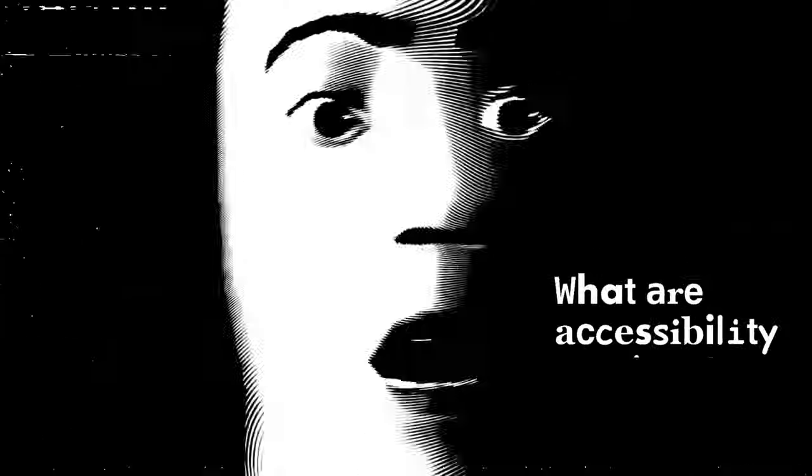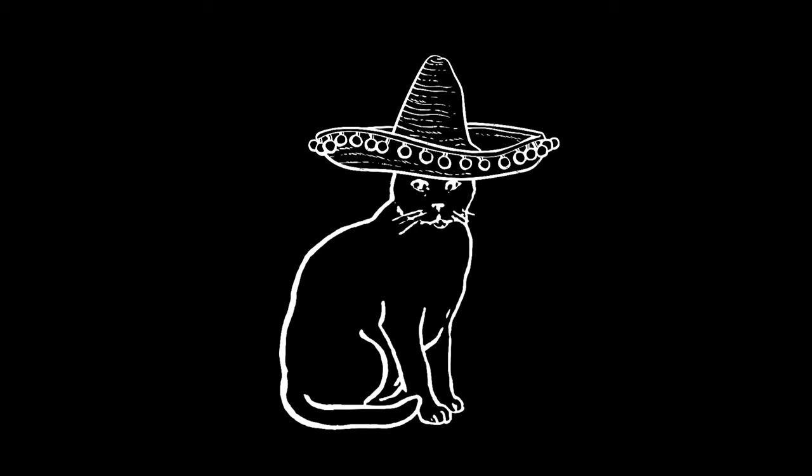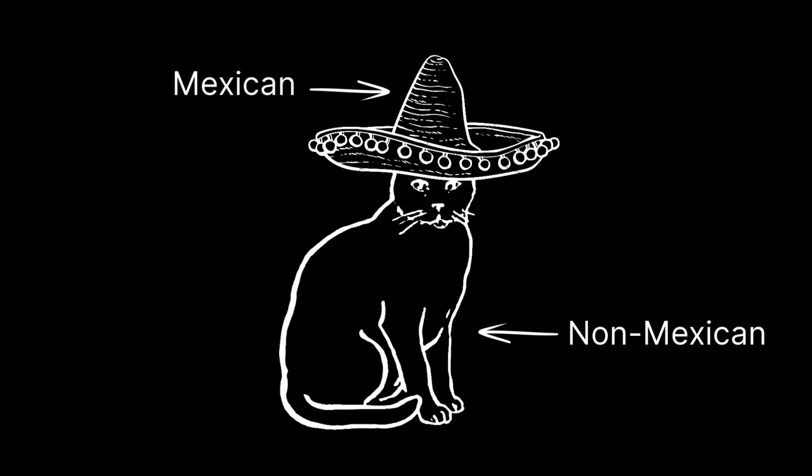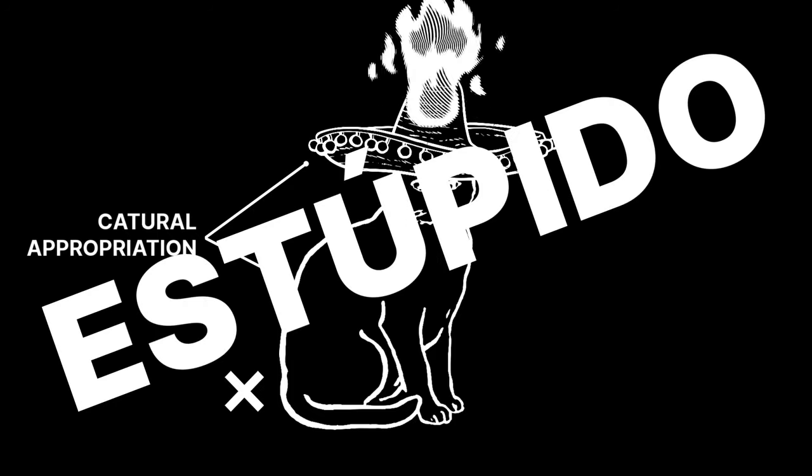What are accessibility overlays? If you put a sombrero on a cat, would that cat become Mexican? In short, nah. The sombrero would remain Mexican and the cat non-Mexican, but the combination of the two would be considered problematic. Accessibility overlays are problematic in a similar way, or they would be if the cat had chronic constipation and the sombrero was on fire. Estúpido.